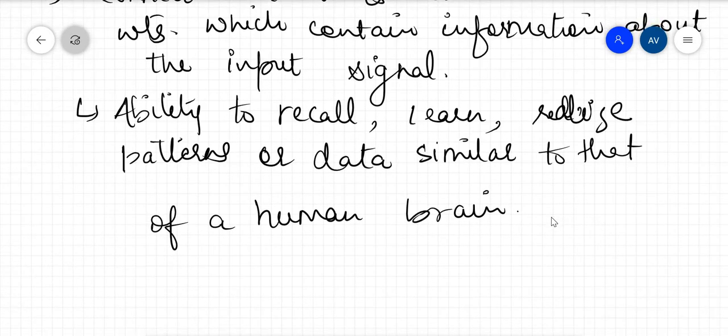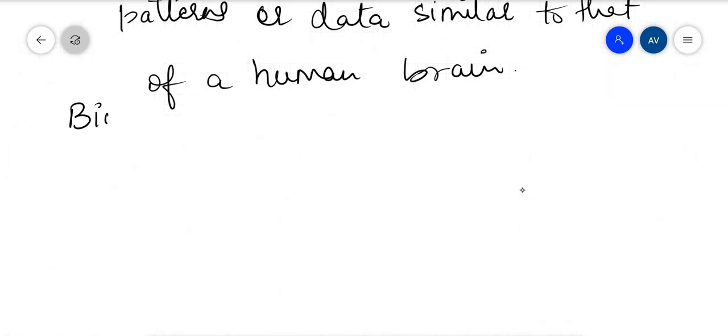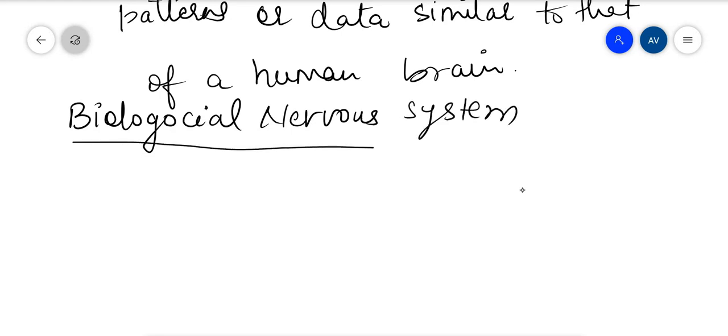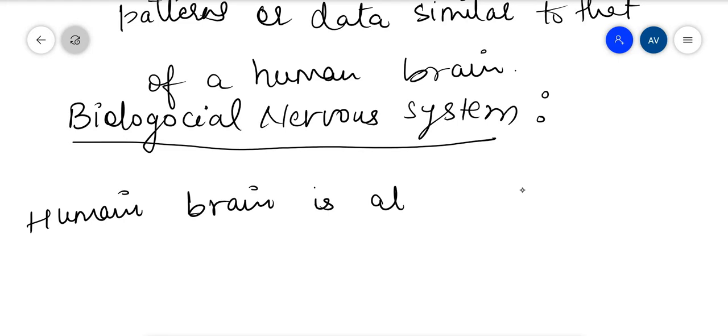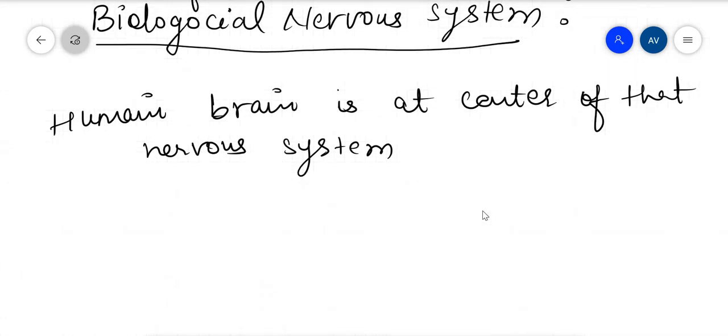Now if we talk about what a biological neuron is, as we know, a biological neuron is actually the basic unit of the human brain. In a biological nervous system, the human brain is at the center of that nervous system. In fact, any biological nervous system consists of a large number of interconnected processing units, and these units are called neurons.